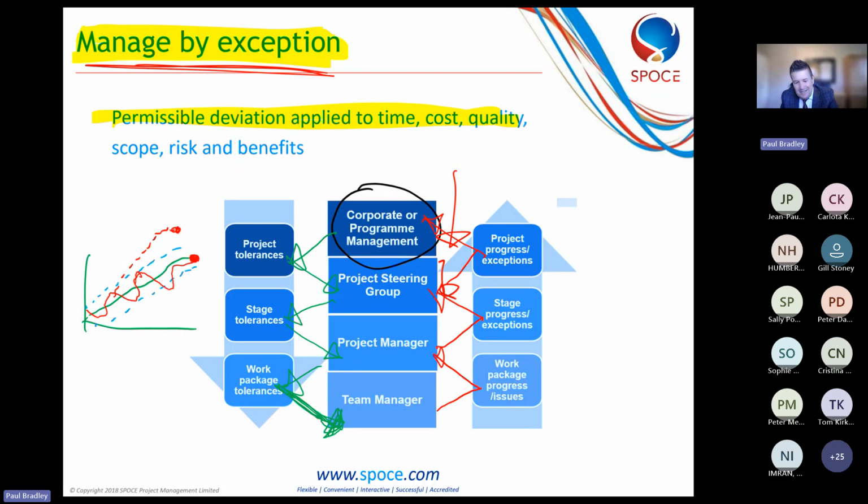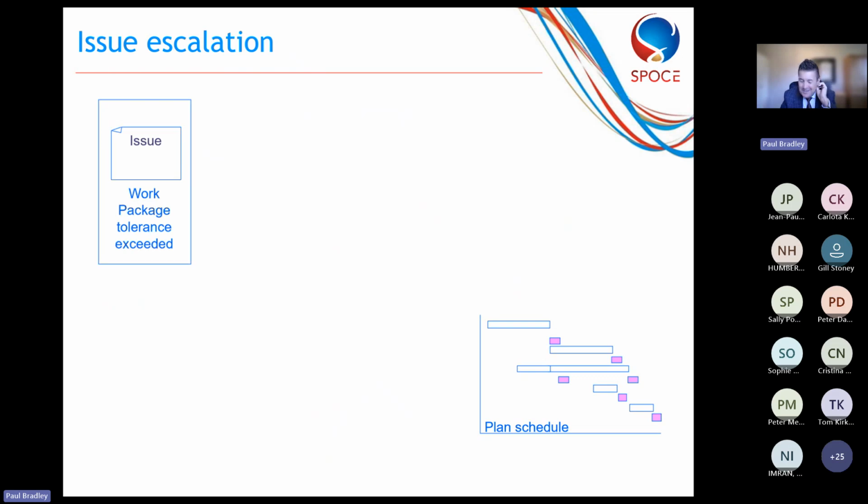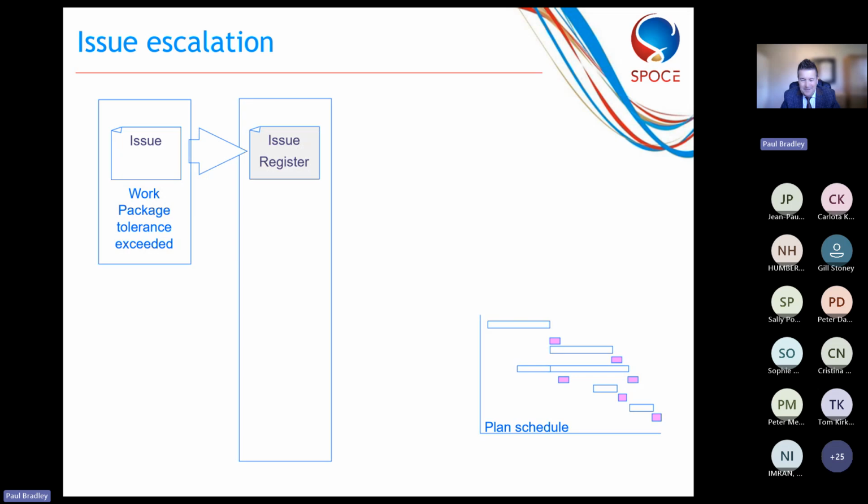Okay. What I've done is put together a simple pathway on this: issue escalation and managed by exception. Typically, an issue would come in to the project manager. It may be that work package tolerance has been exceeded. It may be that somebody's gone on holiday unexpectedly. It might be a collapse of suppliers, and now we're going to overrun.